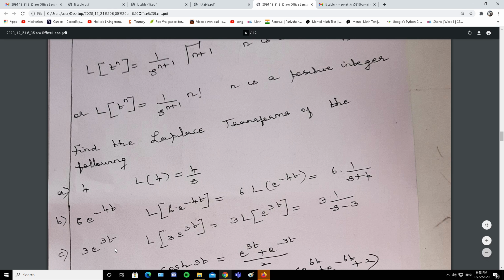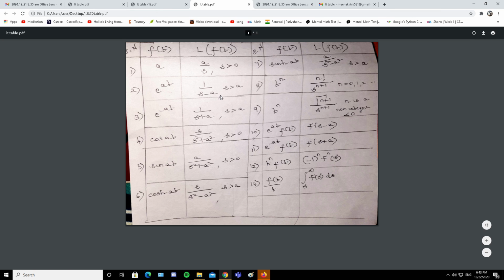Next, 3 e power 3t. Take 3 out, so 3 times Laplace of e power 3t. So 3 times 1 by s minus 3.